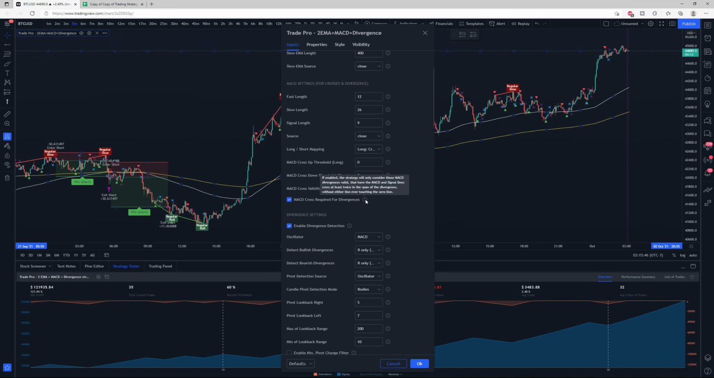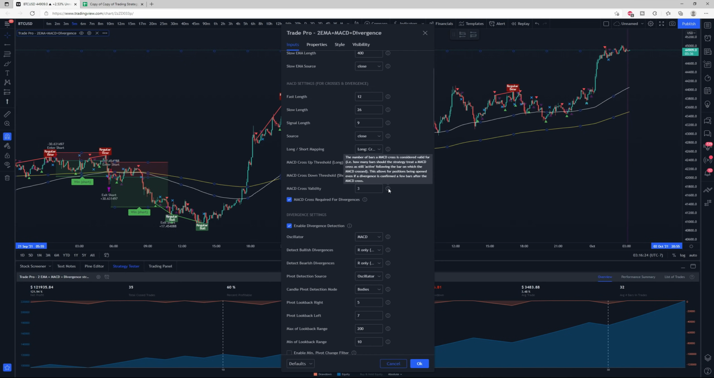So we have the option to choose whether or not you want to accept divergences that don't meet this criteria, or if you must have this criteria being met in order for the strategy to consider an entry. And then there's also the MACD cross validity. If you read this, it's the number of bars a MACD cross is considered valid for. So how many bars should the strategy treat a MACD cross as still active following the bar on which the MACD crossed? This allows for positions being opened even if a divergence is confirmed a few bars after the MACD cross.